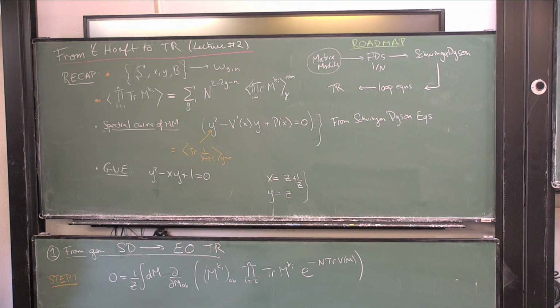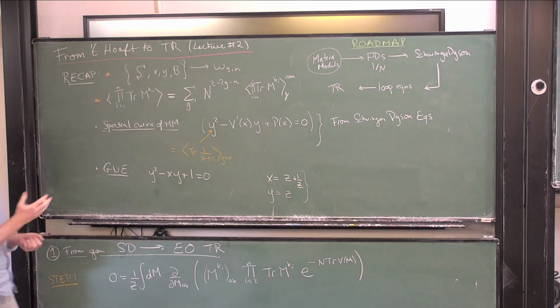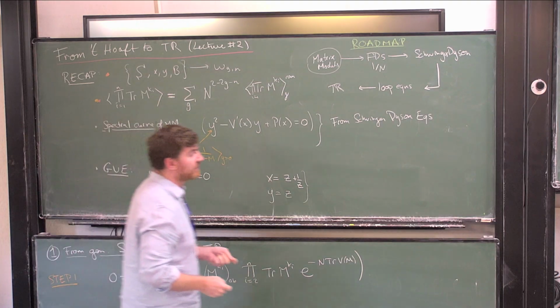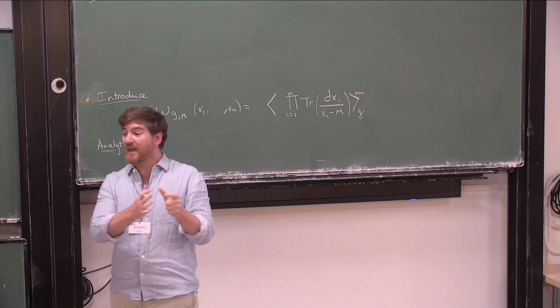So what we're going to do today is find a similar type of recurrence relation that tells us how the other, more complicated expectation values like this are going to behave. We're going to look at the expectation value not just of a single resolvent, but of n resolvents.